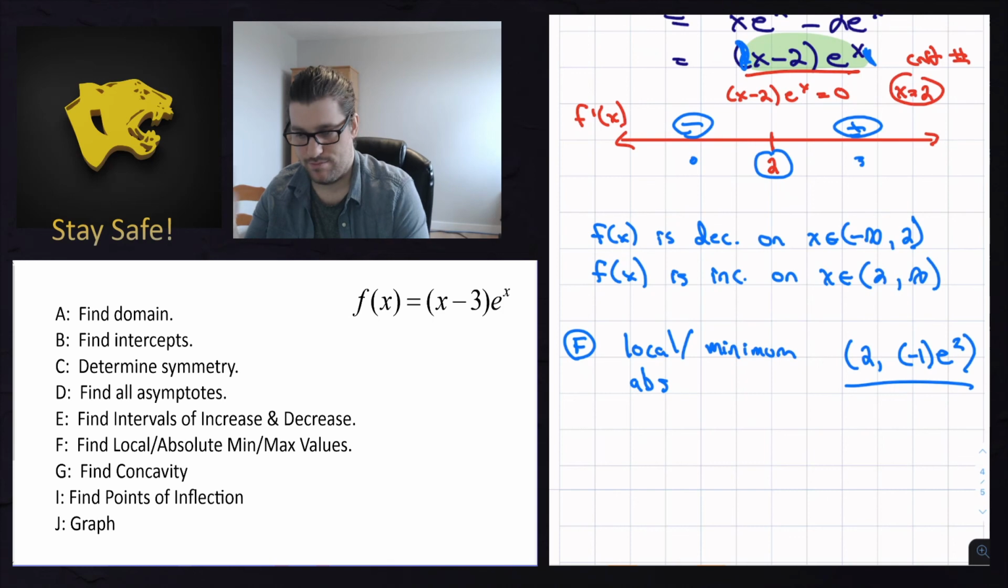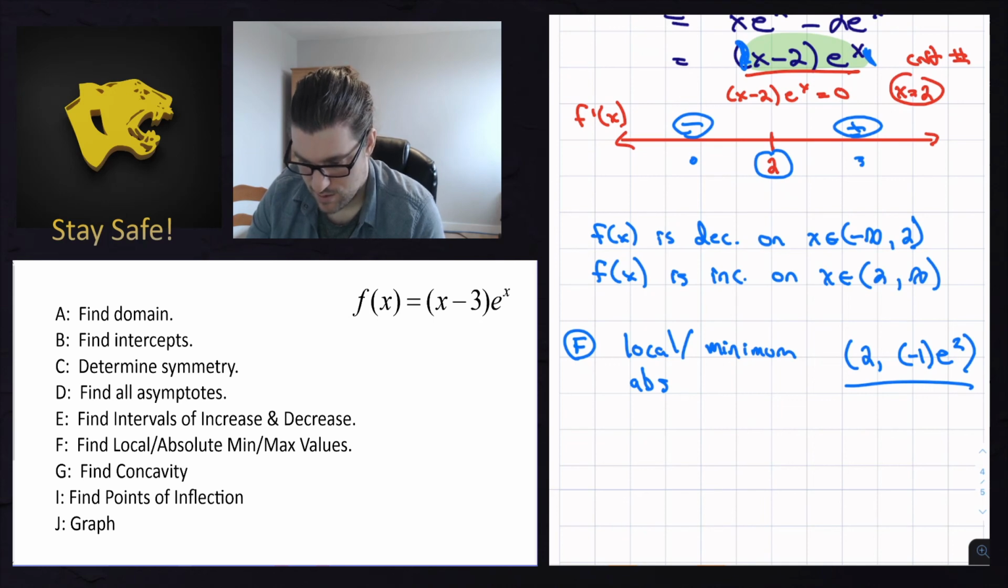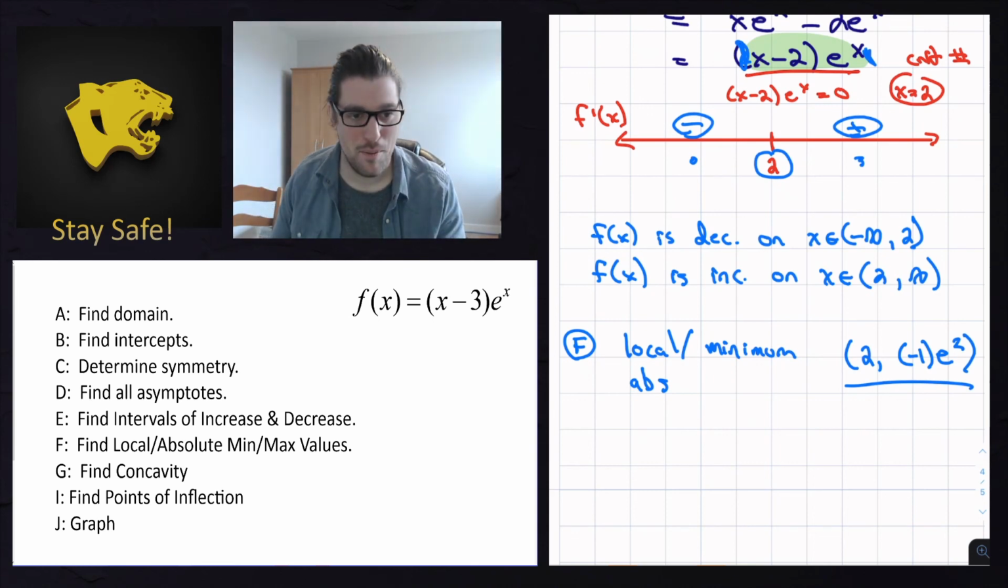Anyway, I'm just going to leave it as negative e squared. It's an exact value that way. It's probably 7 point something or somewhere around there. I guess e squared, yeah, maybe 7.3. I don't know. Somewhere around there.